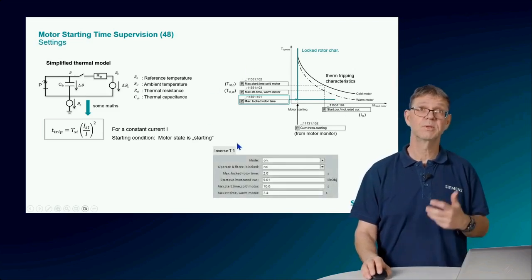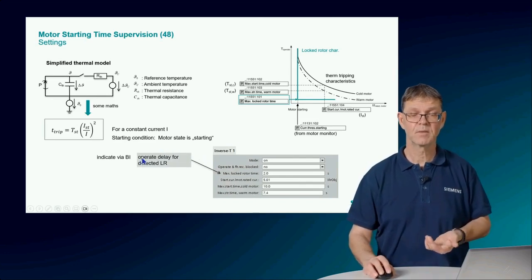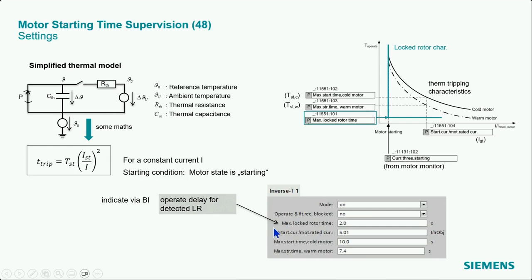Okay, let's have a look at the parameters, what we need to set here. First, we have the operate delay. If the locked rotor is detected, and again this is indicated via binary input here, this is called the maximum locked rotor time here. And you see this is a relatively short time, 2 seconds. This characterizes the time we see here. Now I have to look a little bit closer here. This is the time going up here.